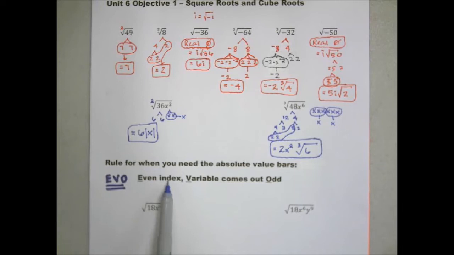First of all, when it's an even index, like a square root or a fourth root or a sixth root, or any kind of a root that is even, plus also when the variable comes out with an odd power, that's when you need to worry about the absolute value bars. So let's take a look at this next one.